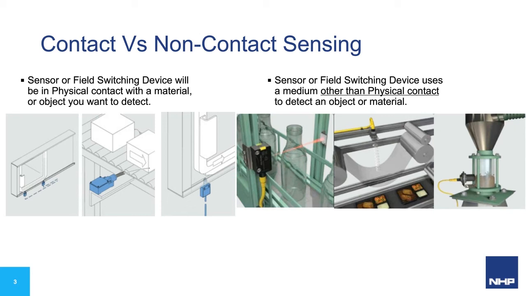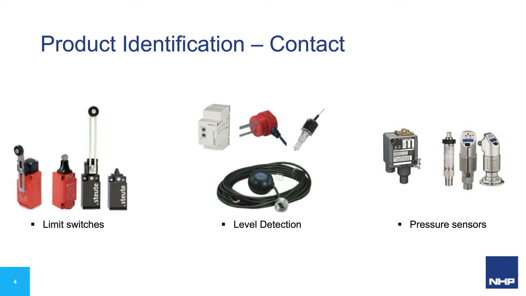Moving on to how you can identify these products. Here we can see some of the common contact devices that you'll find in industry. We have limit switches on the left, and these consist of a body with an actuating arm known as an actuator, which comes into contact with a physical object. These actuators can vary in design from the roller seen here through to a spring whisker type actuator.